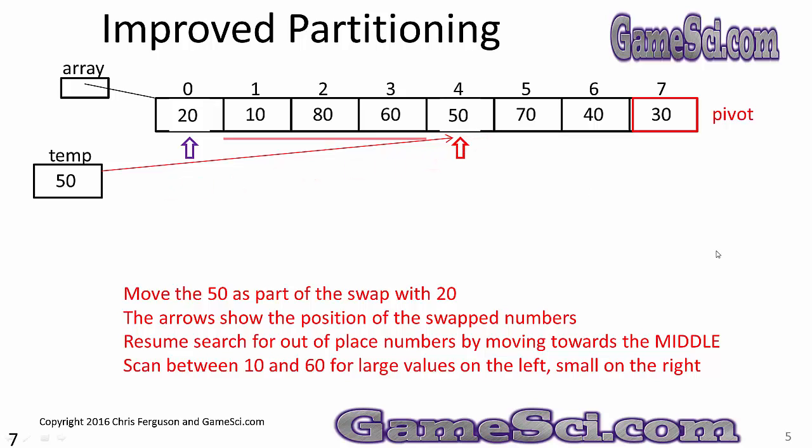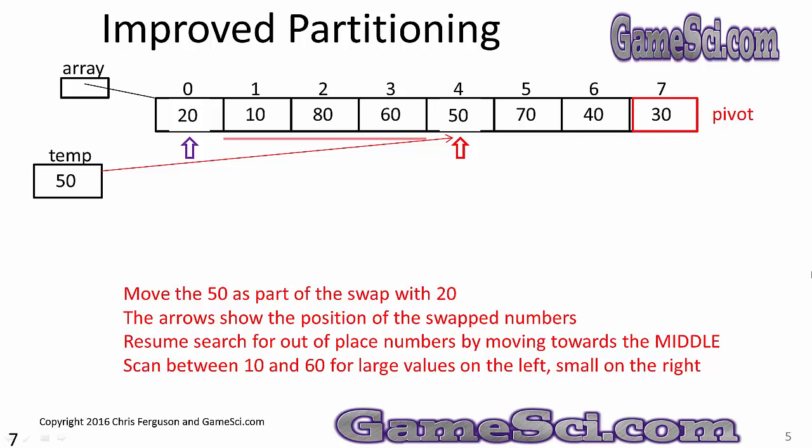The arrows show the position of the swap numbers. 20 and 50 have changed place. Notice how 20 is less than the pivot. It should be on the left side of the array. Notice how 50 is greater than the pivot. 50 should be on the right side of the array.